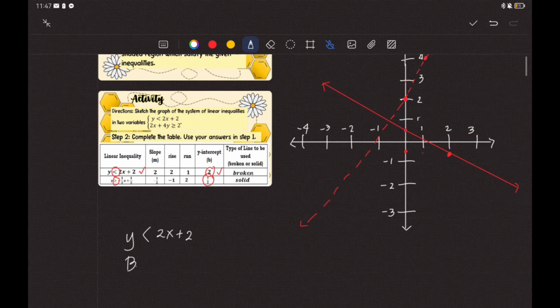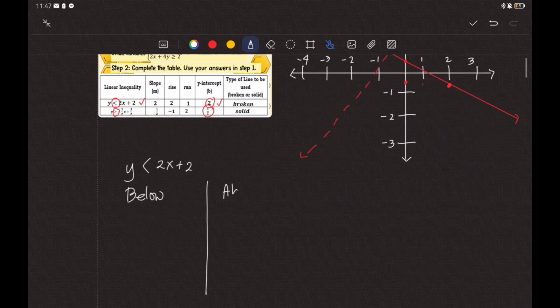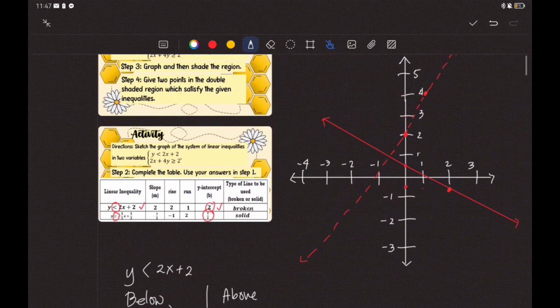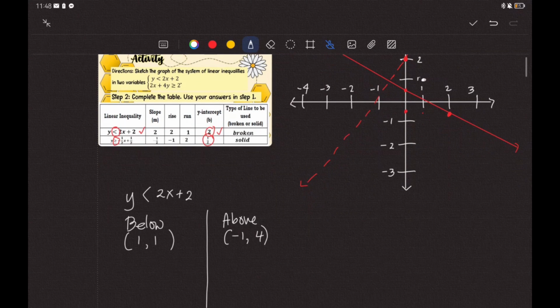So we need to choose points from below and above. For the below, for the first graph, I'm gonna choose 1 and 1. And for the above, I'm gonna choose negative 1 and 4. For the second inequality, we have y is greater than or equal to negative 1 half x plus 1 half.